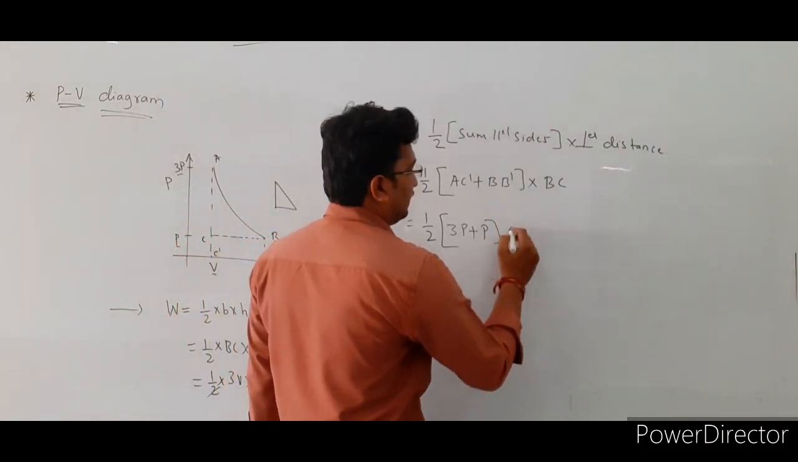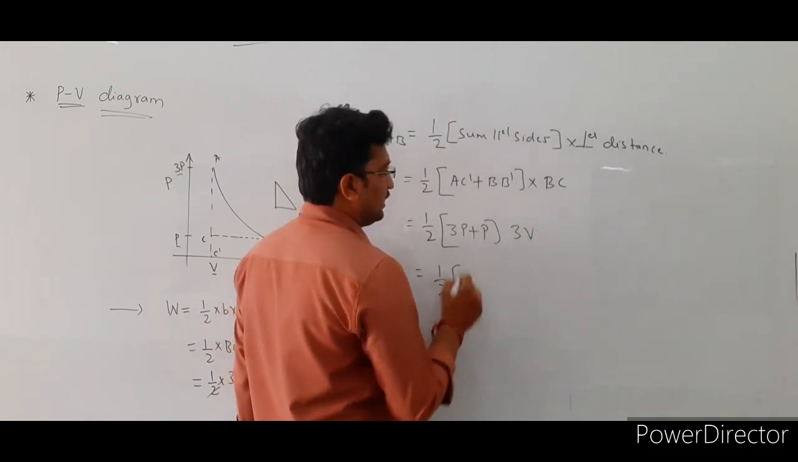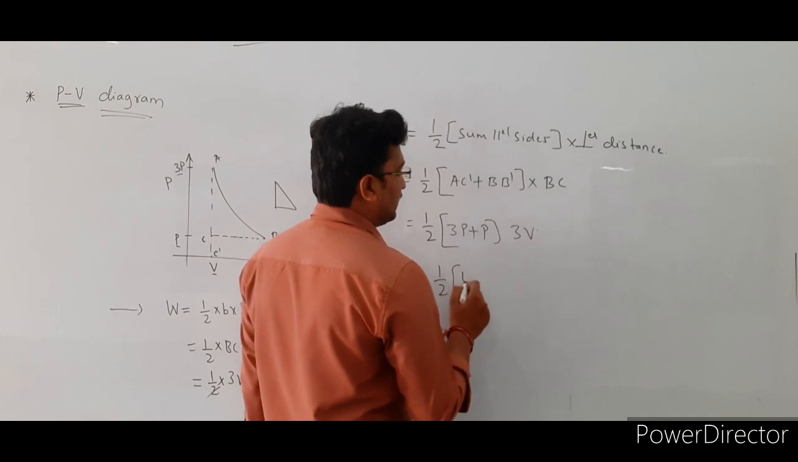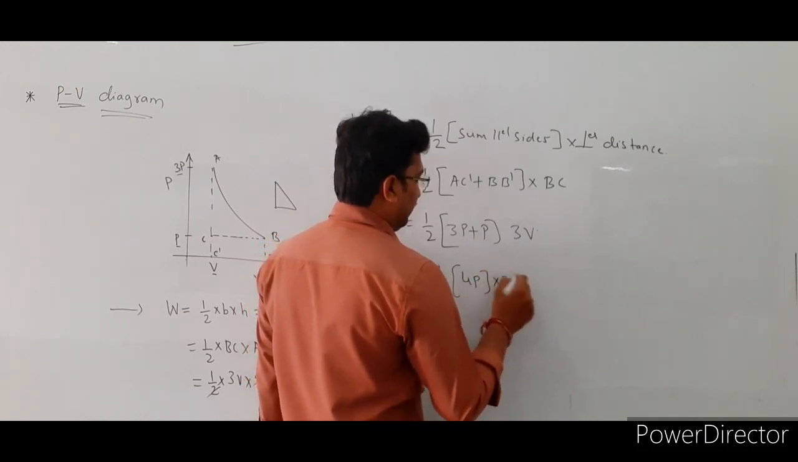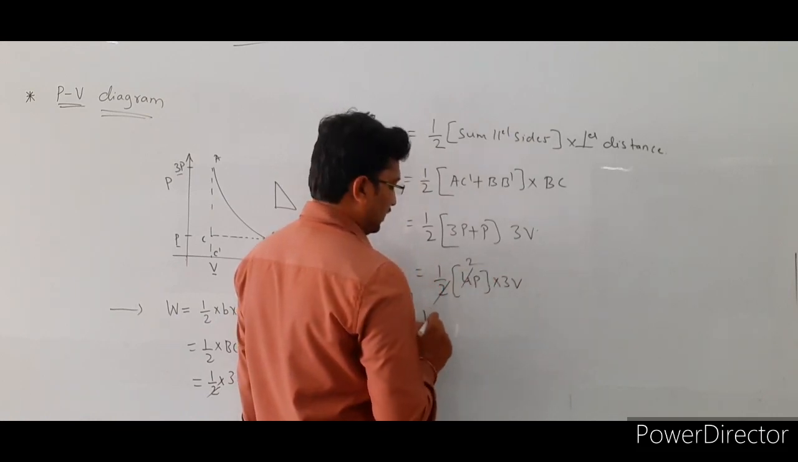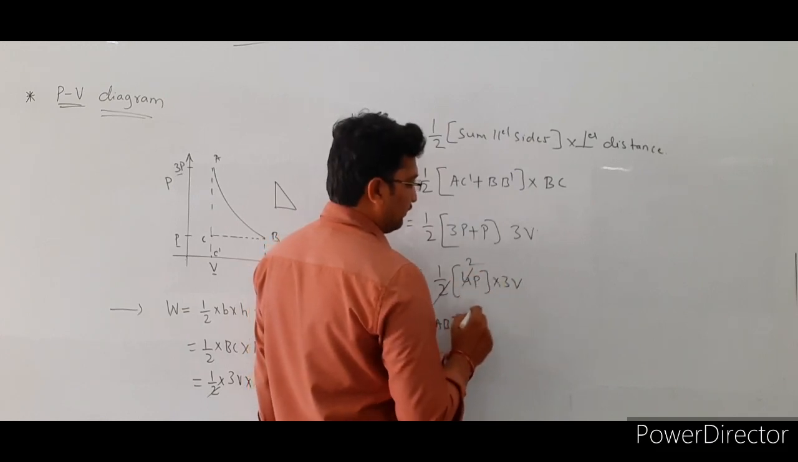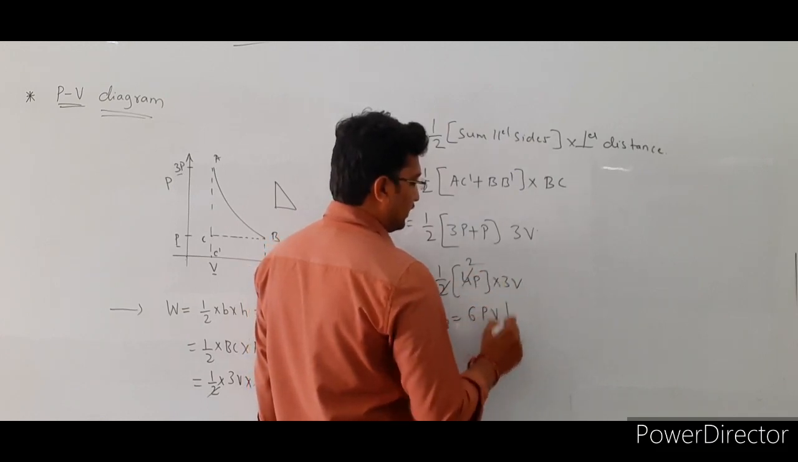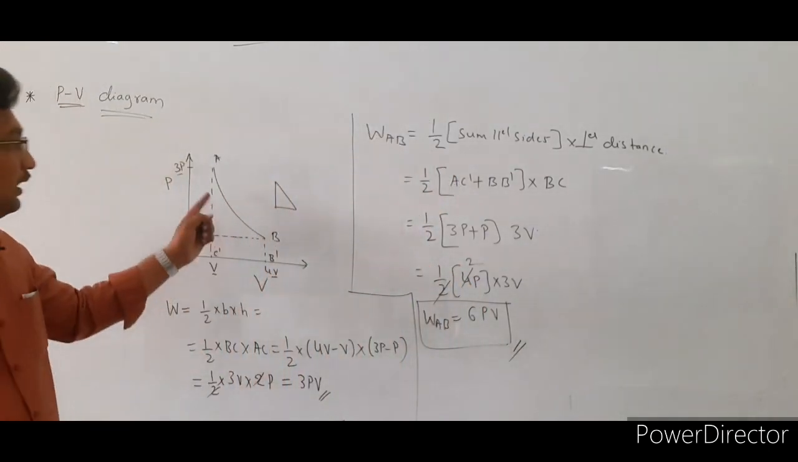That is 3V, right? So this is equal to 1/2 as it is. So 3P plus P, that is 4P, into 3V. So here, 2 ones are 2, 2 twos are 4, then work done along AB is 2 into 3, that is 6 PV, right? So this is the work done along AB.